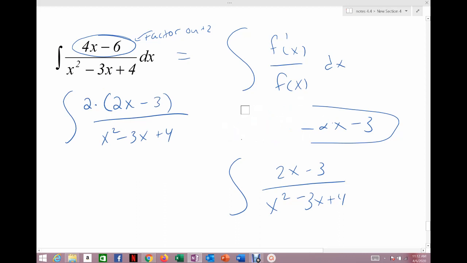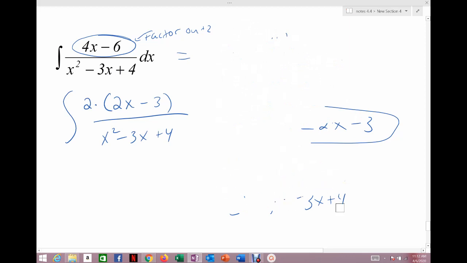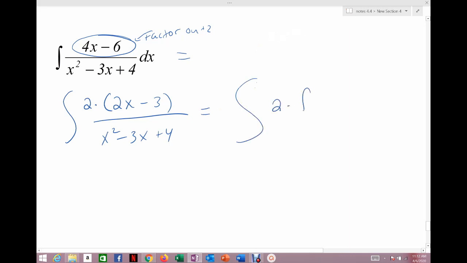I have a 2 out front, and it doesn't go anywhere. I just can't throw it out. I can't get rid of it. I have to keep it, and so there is an extra constant. What I have is 2 times the derivative of the bottom function divided by the bottom function, right? So this 2 is just the constant that's going to come along. And so when I take my antiderivative, it's 2 times that expression that I want.